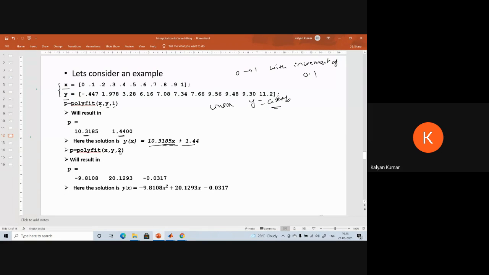Now, if you want to get a quadratic equation, then we can use p equal to polyfit of x values, y values and the order of equation as 2. Then we are going to get the x squared term, the x power 1 coefficient, and the x power 0 constant term. So the relationship between y and x will become y of x equal to minus 9.8108x squared plus 20.1293x minus 0.0317.